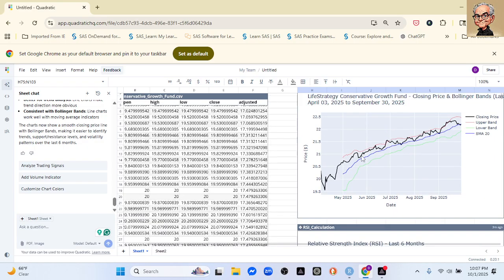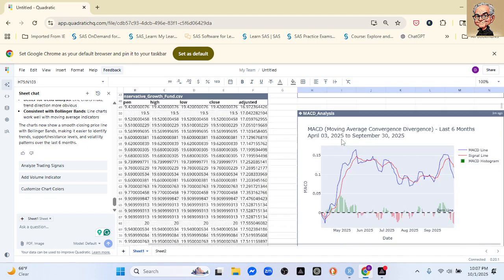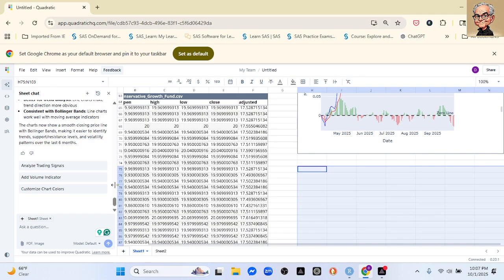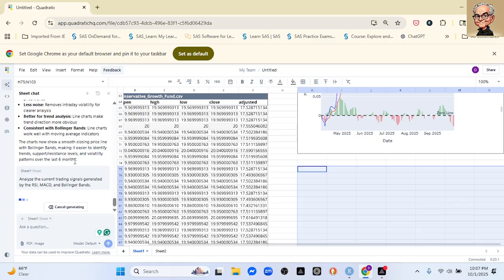And again, you can see here the closing price is above the 20-day moving average, and it's within pretty much the standard, the 2+2 standard deviations. Okay. What else can we do here? Let's analyze trading signals, shall we?